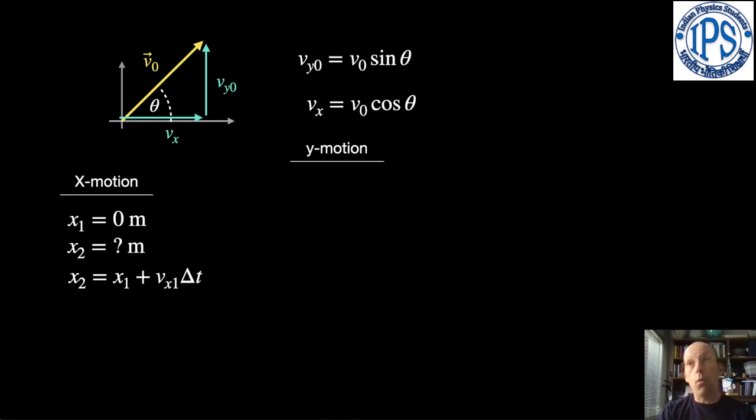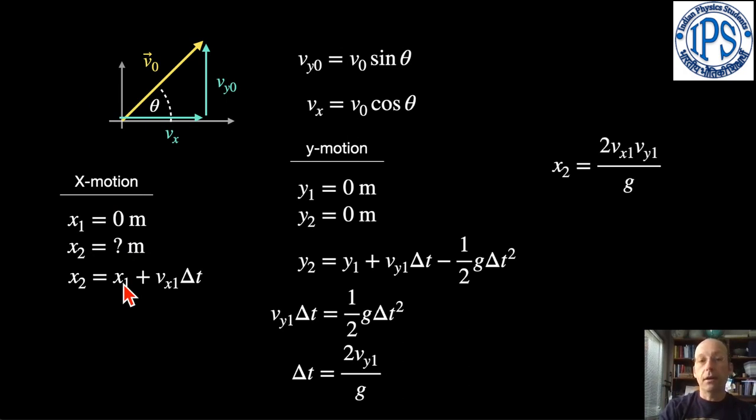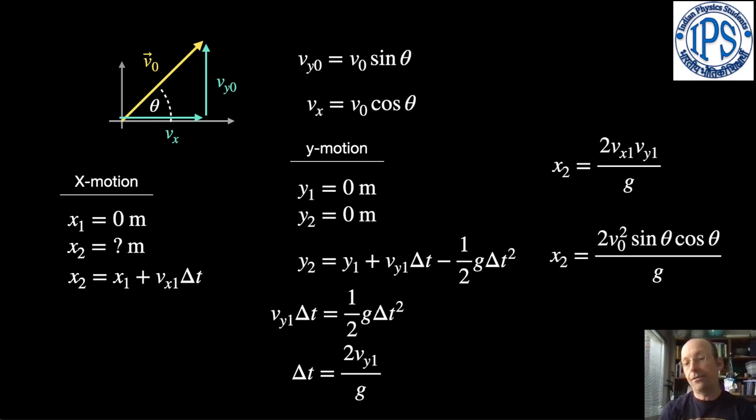And then we can look at the y motion. We know both the initial and the final position in the y direction. It lands back at the same place. We have this kinematic equation, and we can solve that for the time. And then we can use that time in this x equation right there, and we get that. And that's the range equation, which, please don't just look up the range equation. I have my students, they just use the range equation in situations where you can't do it.